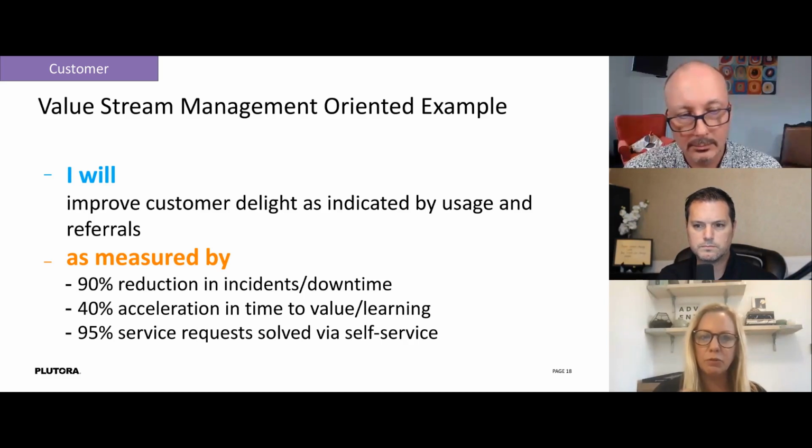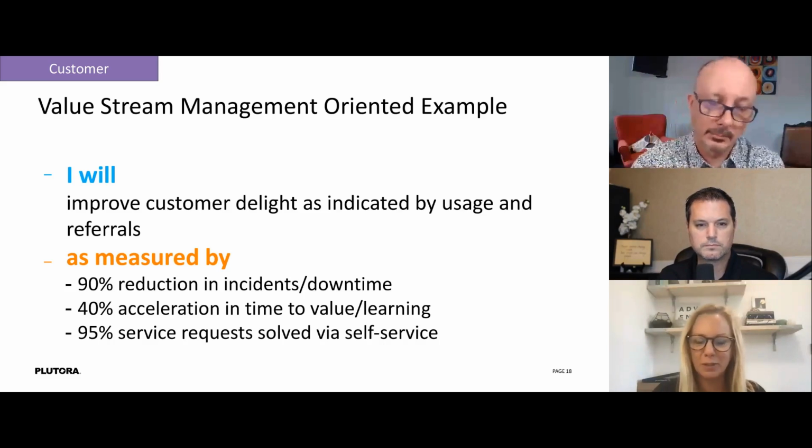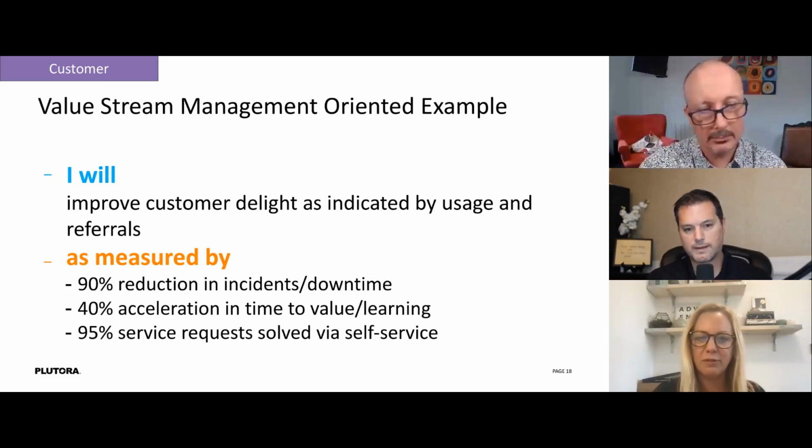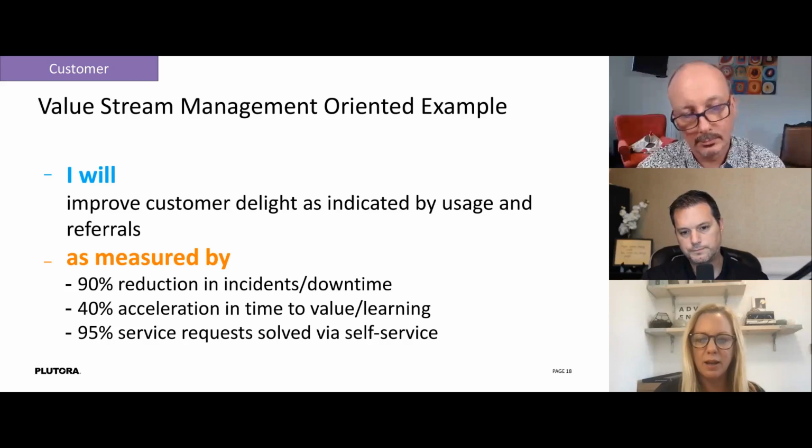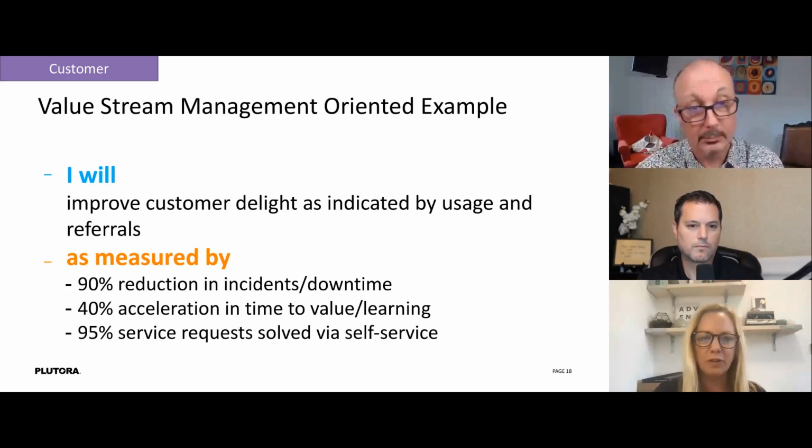Increasingly, I'm seeing people talk about time to learning. So not only have we released that, people have got it, we're also understanding that people are using it, and we're now also receiving feedback from it. So we are learning from what we've deployed. And then finally, we've got the 95% of our service requests are solved via self-service.